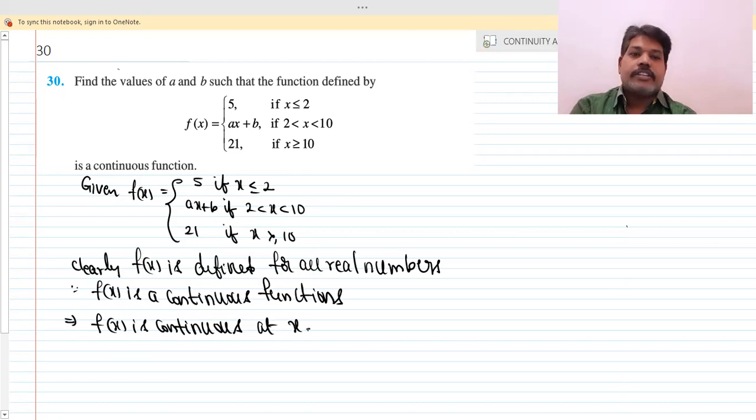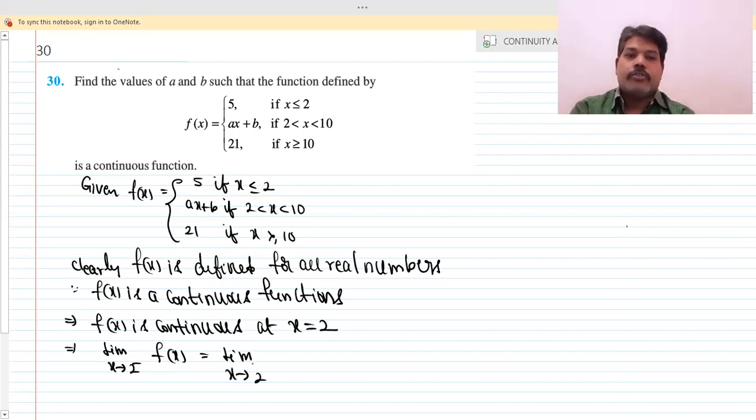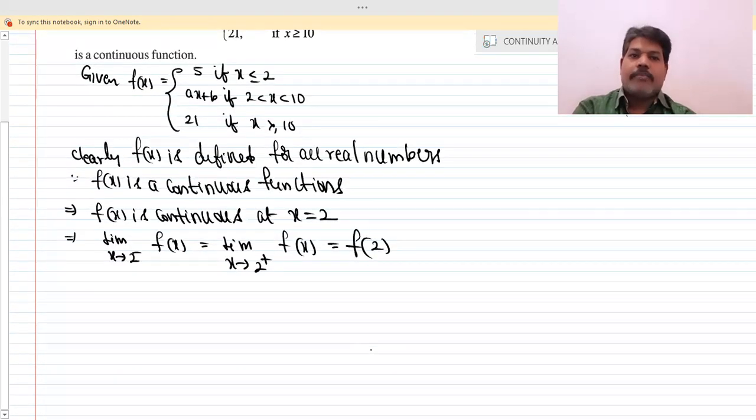at x is equal to 2. Why? Because the function is continuous for all real numbers, automatically the function is continuous at x is equal to 2 also. So by the definition of a continuous function, limit as x tends to 2 minus of f of x is equal to limit as x tends to 2 plus of f of x is equal to f of 2. Why? Because the function is continuous.